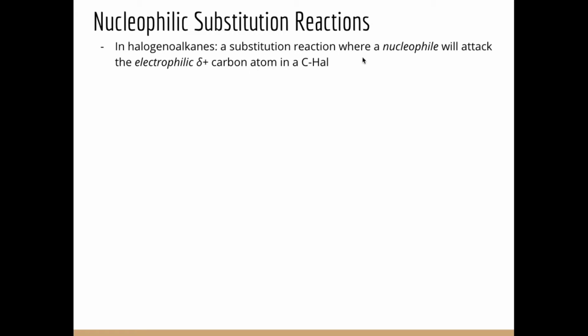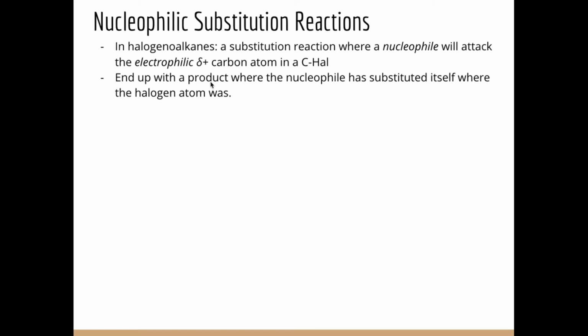In halogenoalkanes, a substitution reaction is where a nucleophile will attack the electrophilic delta positive carbon atom in the carbon-halogen bond. That's what the nucleophilic substitution reaction is. We end up with a product where the halogen is left as a leaving group and the nucleophile has substituted itself into its place. Two variants that we can have, SN1 and SN2 type reactions.